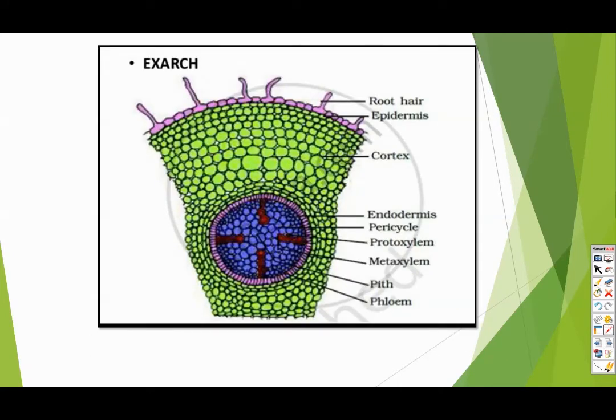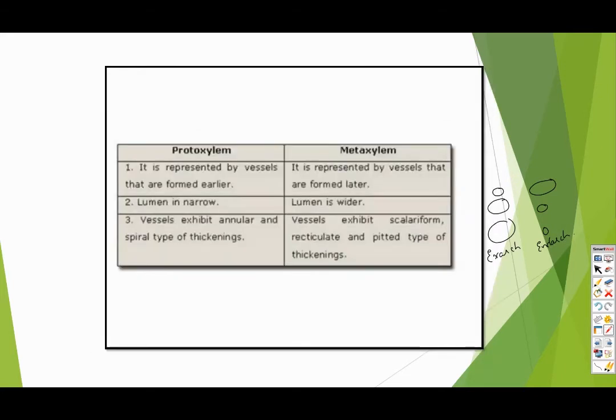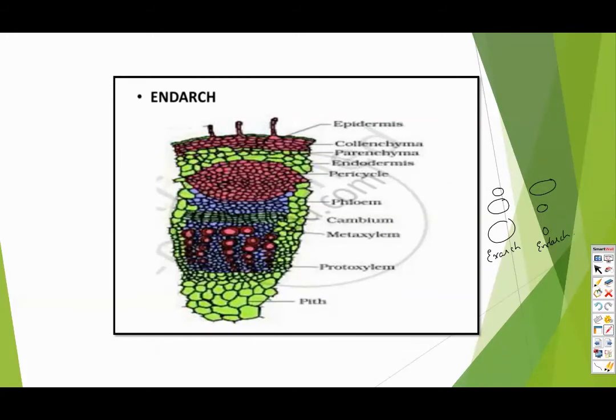See, protoxylem is facing towards the pith. What is it, children? The protoxylem is facing towards the pith. You call it the endarch condition. When we speak about endarch and exarch, protoxylem facing towards the pith is endarch. Protoxylem towards the periphery is exarch. And the opposite will be vice versa with your metaxylem. Moving ahead.